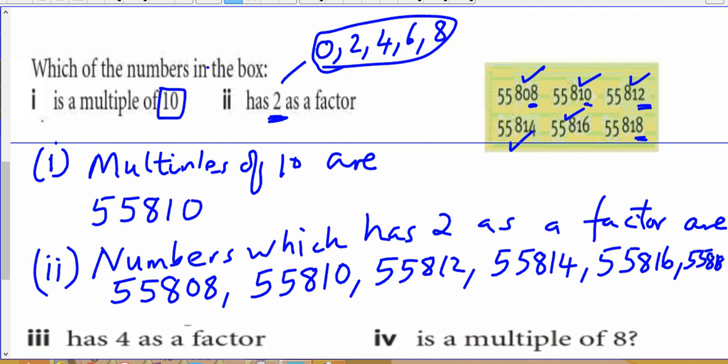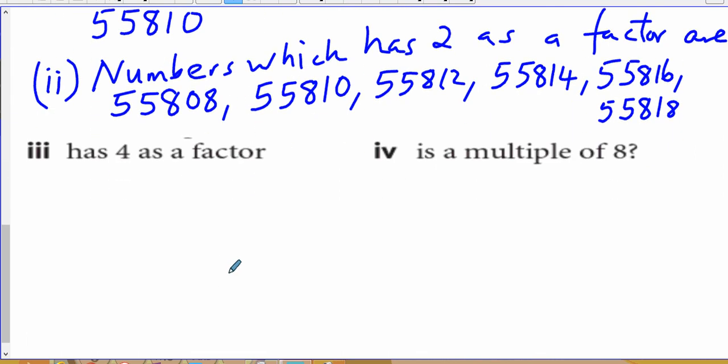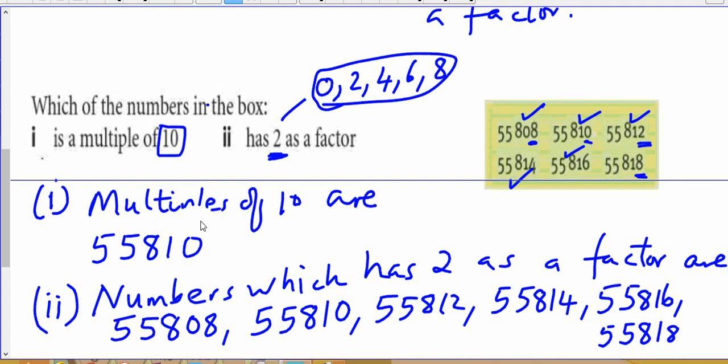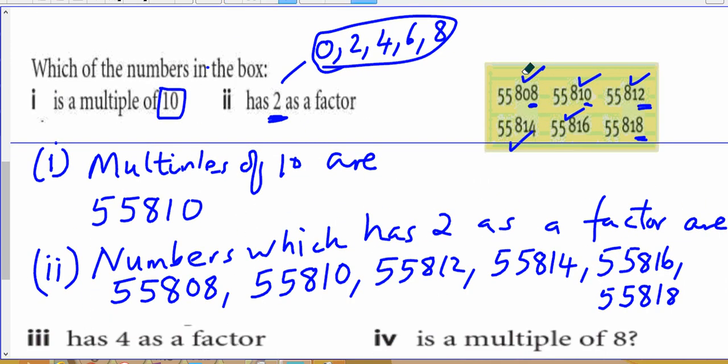See that? Let me write properly. We have 5, 5, 8, 1, 8. Okay, so far so good. Now, which of those numbers has 4 as a factor?